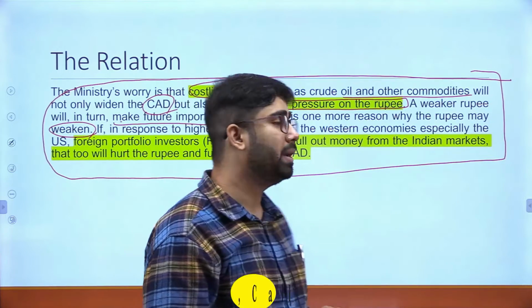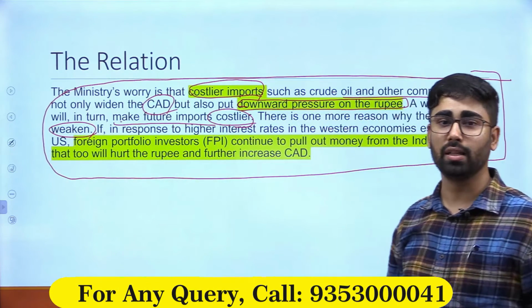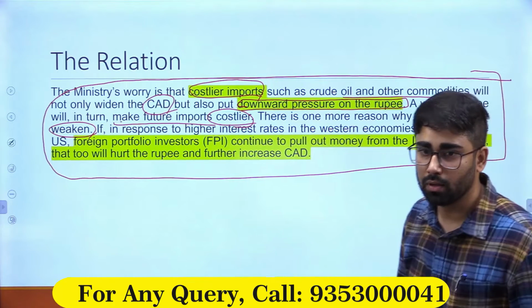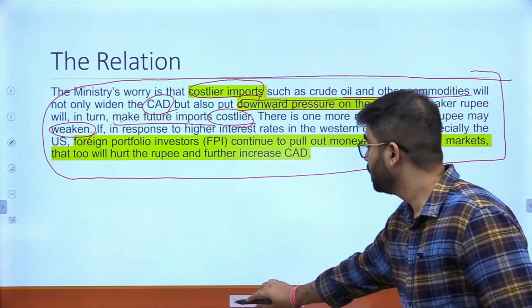Other thing is also that कि foreign portfolio investors continue to pull out money from Indian markets, then that too will hurt the Indian rupee, it will weaken, ठीक है, good. So yes, anyway let's move forward.